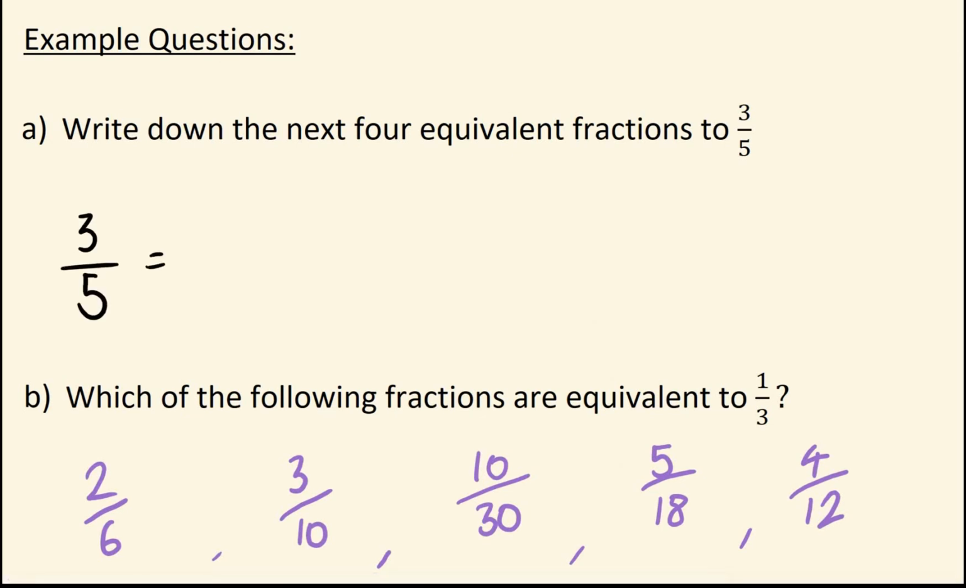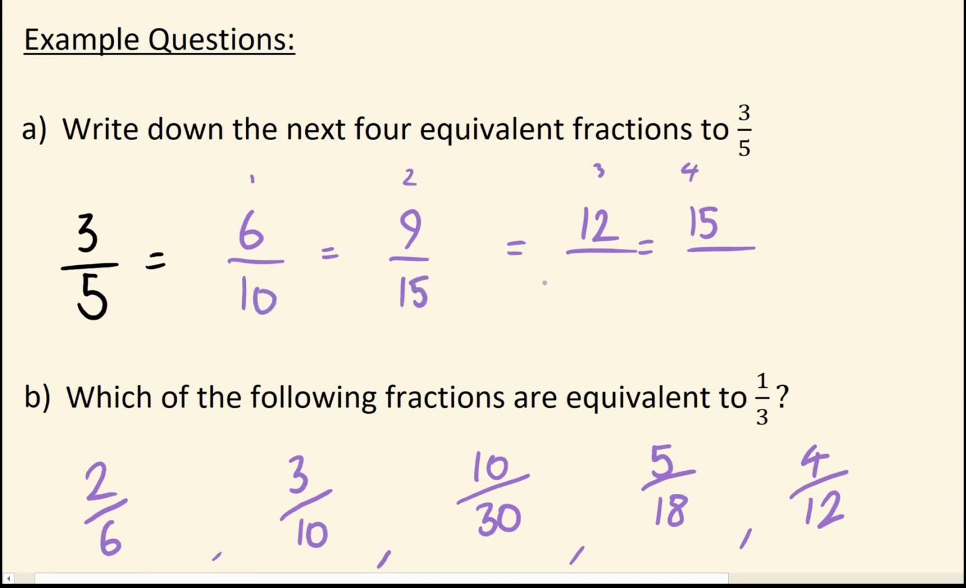If I want to generate another 1, 2, 3, 4 here, all I need to do for the numerator is just run across the 3 times tables. So the first number is 3, so I'm running across the 3 times tables, and that is 3, 6, 9, 12, 15. And then we're going to do the exact same thing for the denominator, the bottom number. We're going to run across the 5 times tables. So it starts at 5, then it's 10, 15, 20, 25.